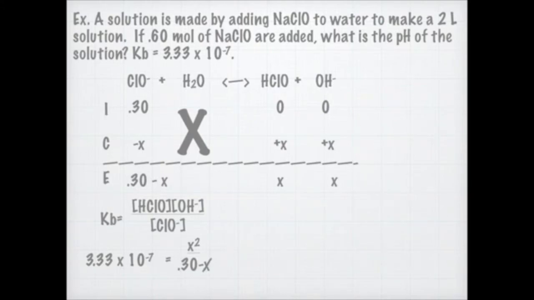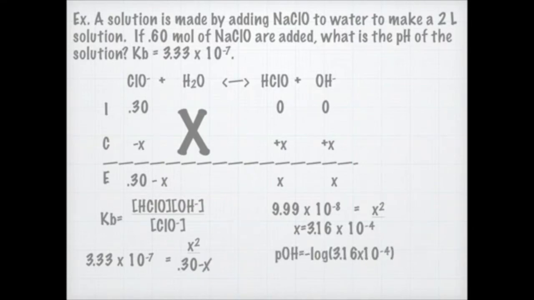So all I need to do now is take 3.33, multiply that by the 0.30, and then square root that. So I end up getting 9.99 times 10 to the negative 8th equals X squared. I'm going to square root that, and what I end up getting for my answer is 3.16 times 10 to the negative 4th. Now that's my concentration of hydroxide. I can now take the negative log of that and find my pOH, which is 3.50. Finally, I can take 14, subtract 3.50 from that, and that gives me my pH, which is 10.50.